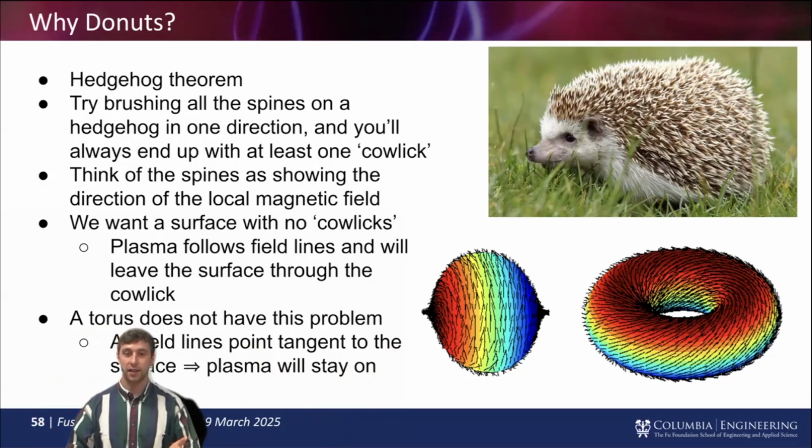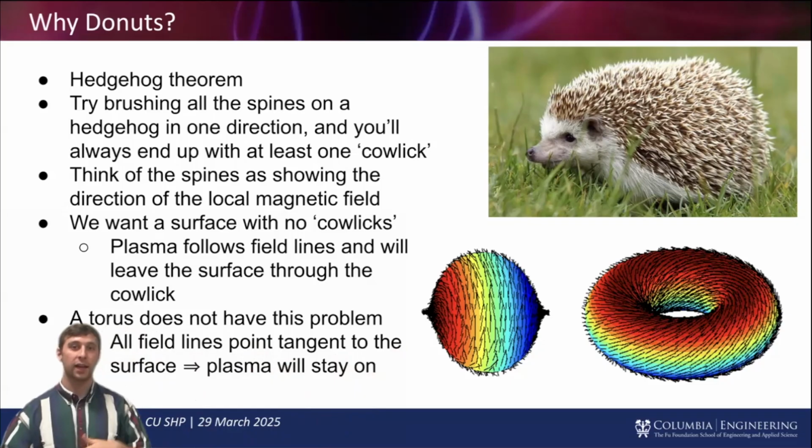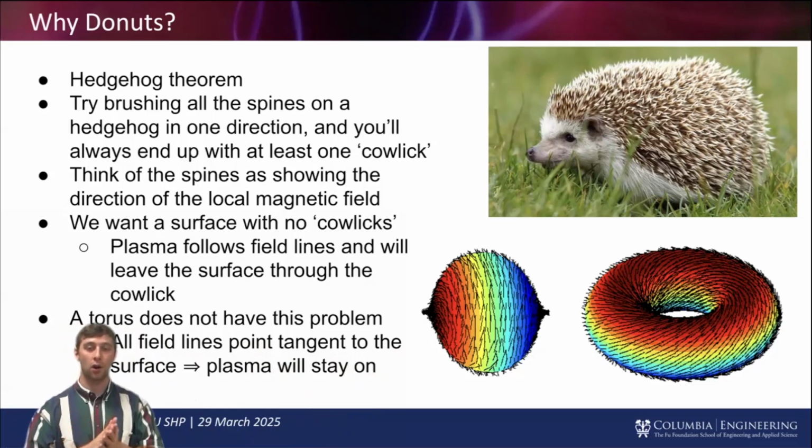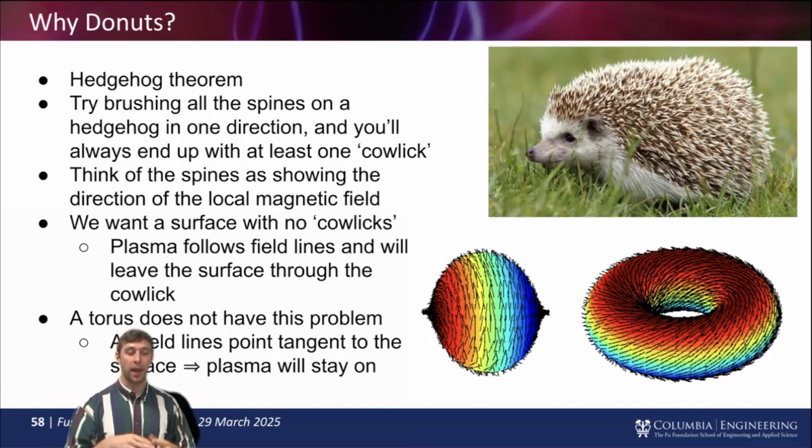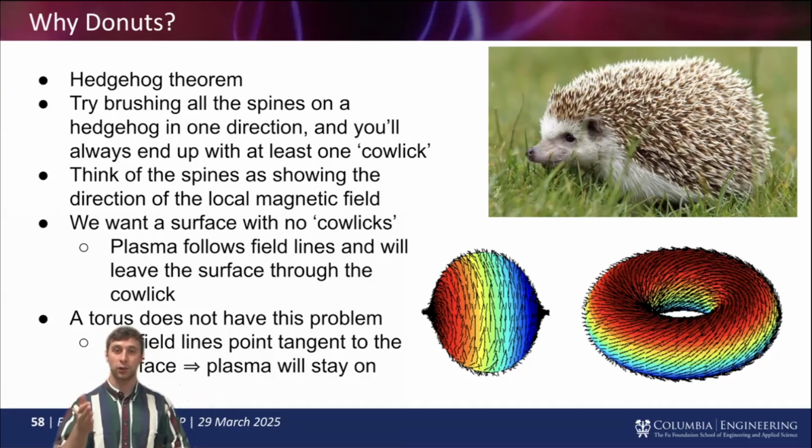So taking this analogy to plasma physics, if we imagine that all of these little lines are the magnetic field lines in the plasma, if you have a spherically shaped device, you'll always end up with these points where the magnetic field lines either come together or spread apart. And if you're a little charged particle in a plasma going along magnetic field lines, as you do, at those points, you'll tend to leave the surface of your device. You'll tend to leak out of the sphere.